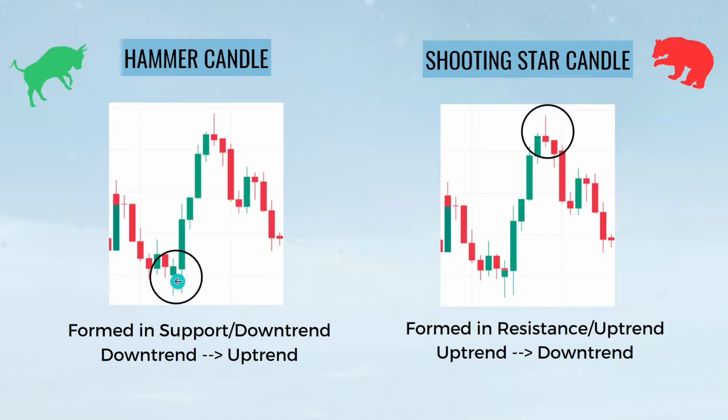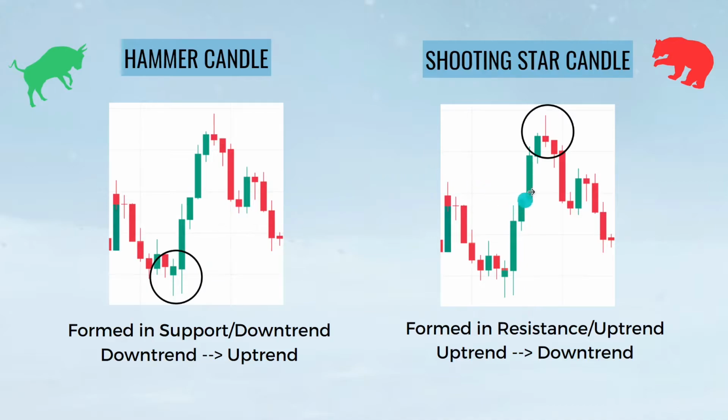I hope you can see this hammer candle, with a longer wick on the downside and a smaller body, and it is formed in the support area. When the market is in a downtrend and the hammer candle is formed, what happened next? The market gets reversed and the price got higher. This is how we should trade with this hammer candle.